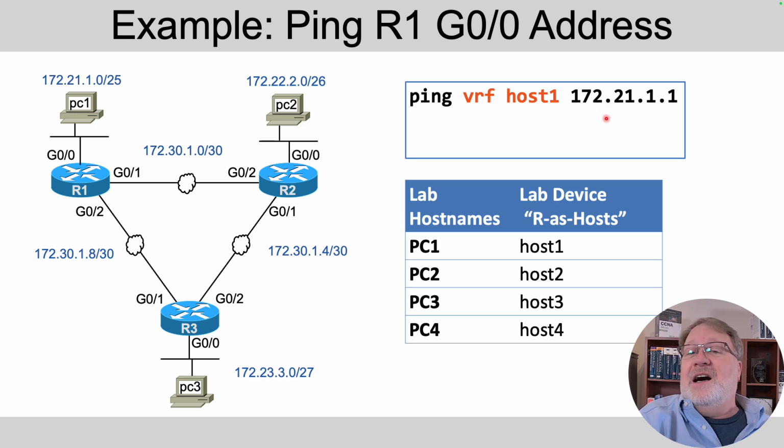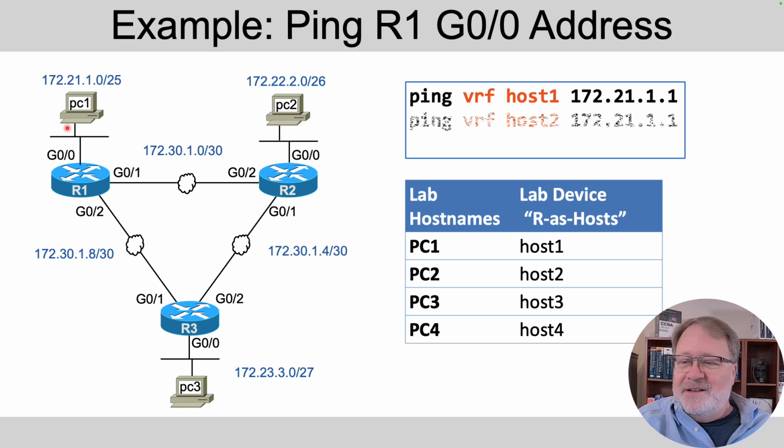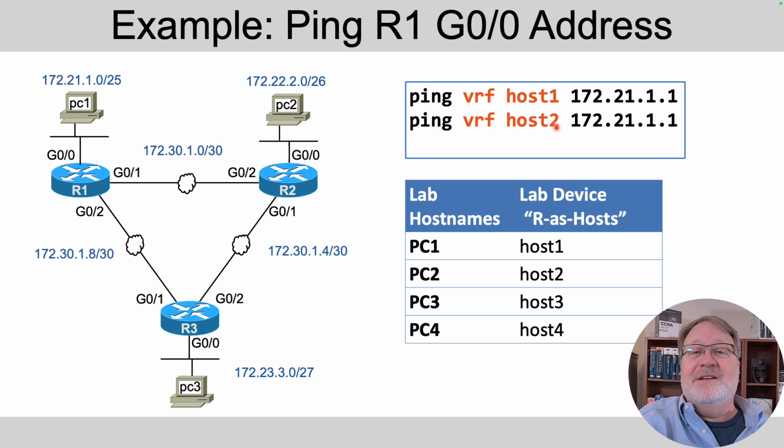So if you connected to the console of that one router, the router as many hosts, and did this command, ping as if I'm host 1, host 1 being the generic way to refer to PC1, to R1's LAN address, then that would send a ping as if PC1 had sent it, and it would come into R1 and come back out. Or if I tried this command, again from this router as many hosts router, ping VRF host 2, it tells it, hey, ping as if you're on PC2, and it would send the packet into router R2, who would route it to router R1. It would come back this way.